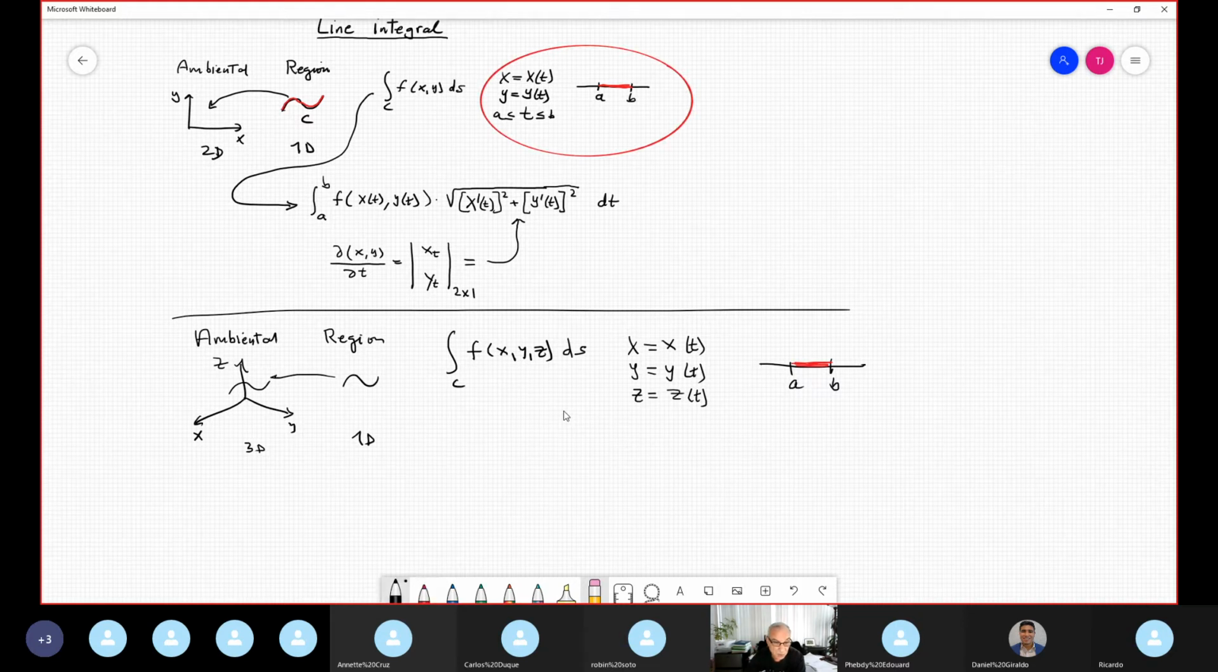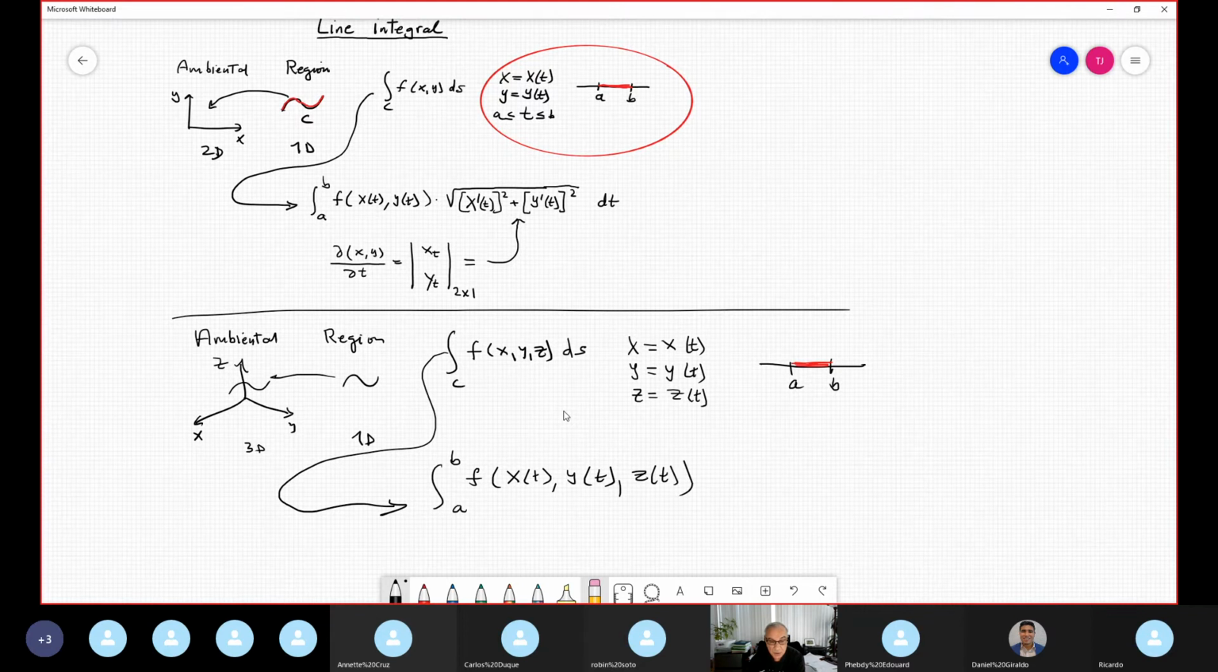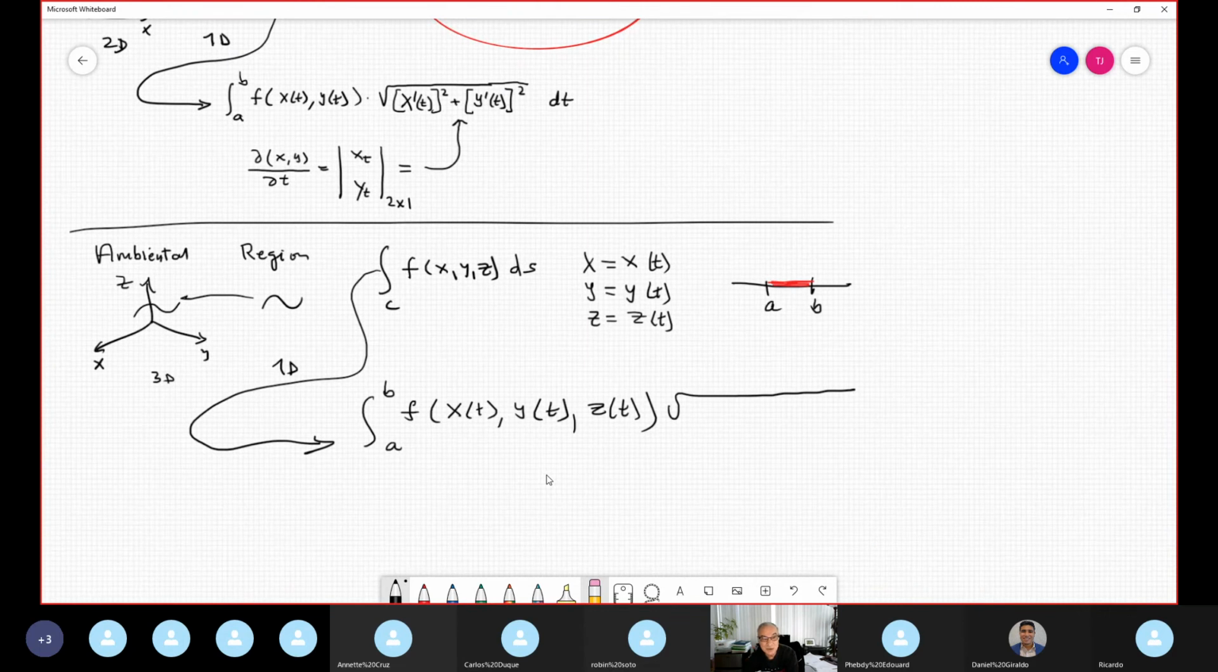So when you compute this line integral, you convert to the common single integral. You define the function x as a function of t, the function y as a function of t, the function z as a function of t, and the Jacobian. In this case, the Jacobian is the famous formula. When I explained that part, I said this is the arc length formula.